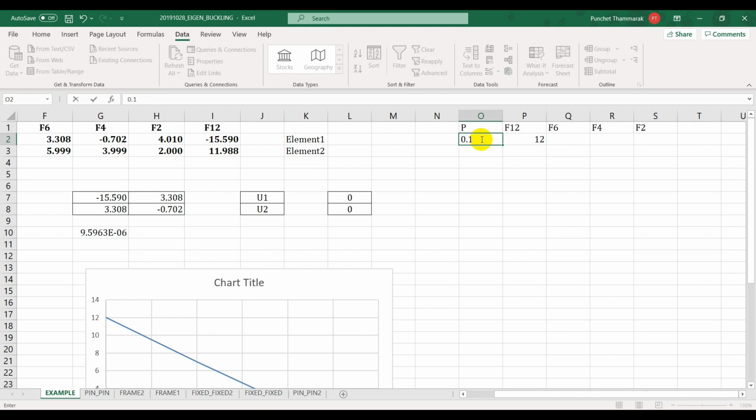So start with P 0.1 like this. F6 is equal to 6 minus 0.1 multiplied by P, which is 1 over 10 P. The 4 is minus 2 divided by 15 multiplied by P. I need to put 4 here, right? 4 minus 2 over 15 multiplied by P. And the last one, 2 plus P over 30.